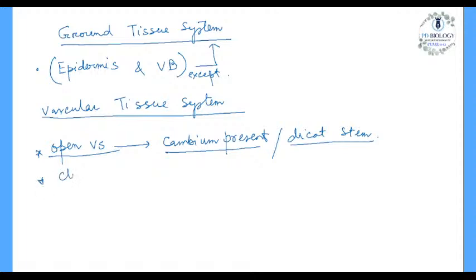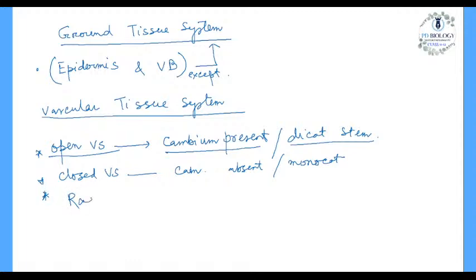Closed vascular system: here the cambium is absent and they do not form secondary tissues. Mostly these are found in monocots. That's an important difference between dicot and monocot.